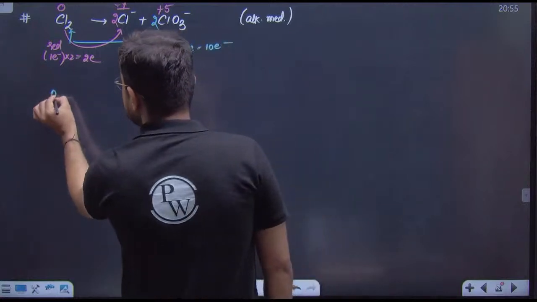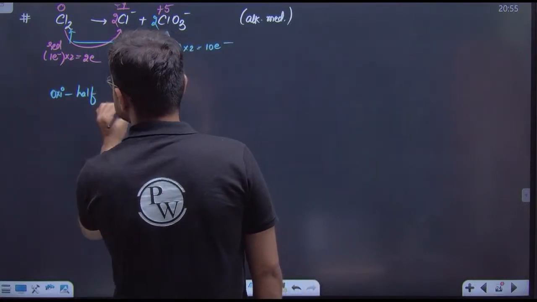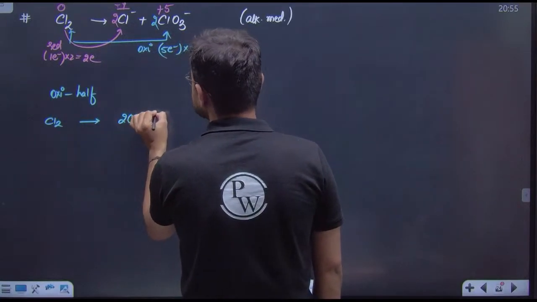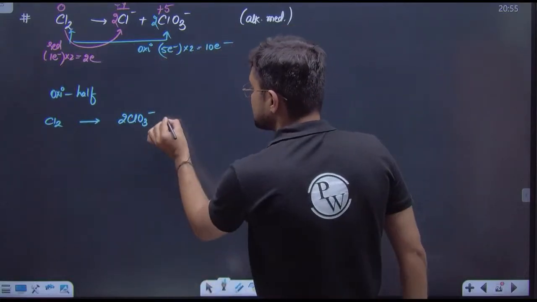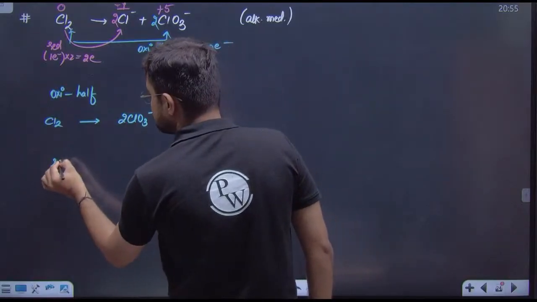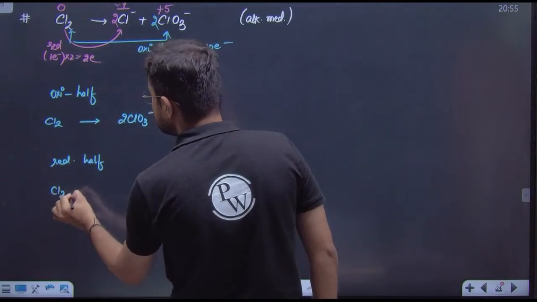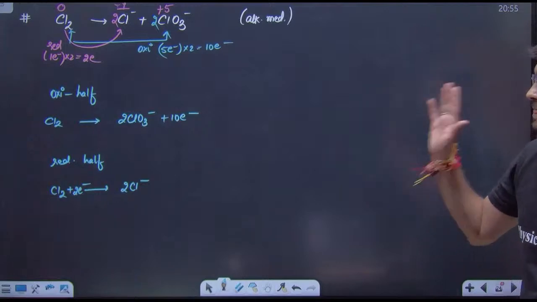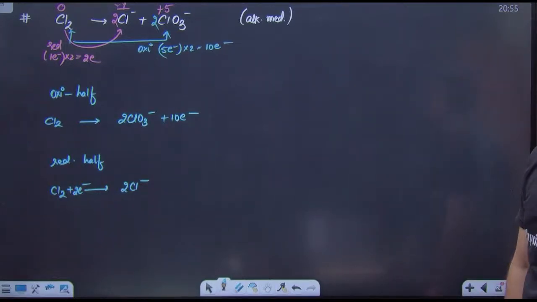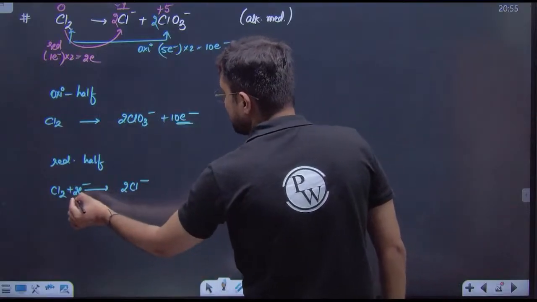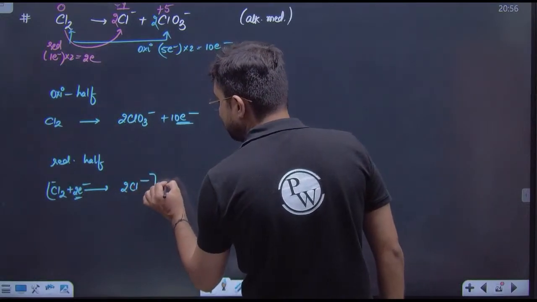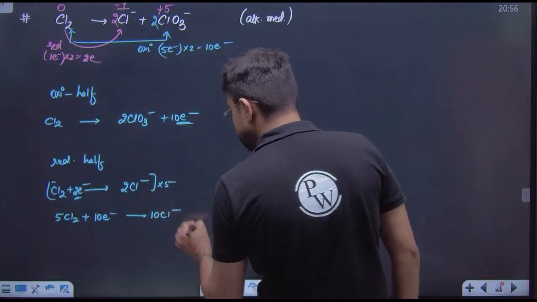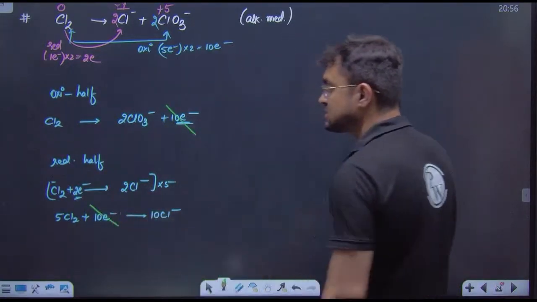Okay, now let's write oxidation half, Cl2 giving you 2ClO3 negative. They are getting oxidized by 10 electrons, which means I have to write 10 electrons here. Now let's write reduction half, Cl2 is getting reduced into 2Cl negative by accepting 2 electrons. Now everything is clear, but this 2 electrons is not equal to 10 electrons. Here there are 10 electrons releasing, but they are accepting only 2 electrons, so I have to multiply this side by 5. So I'll be getting 5 Cl2 plus 10 electrons giving you 10 Cl negative, which means this 10 electron and 10 electrons are cancelled.